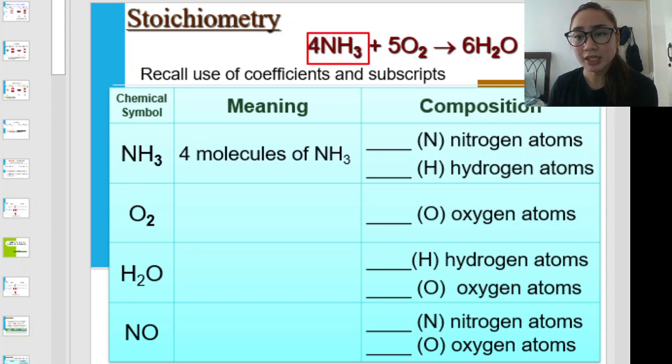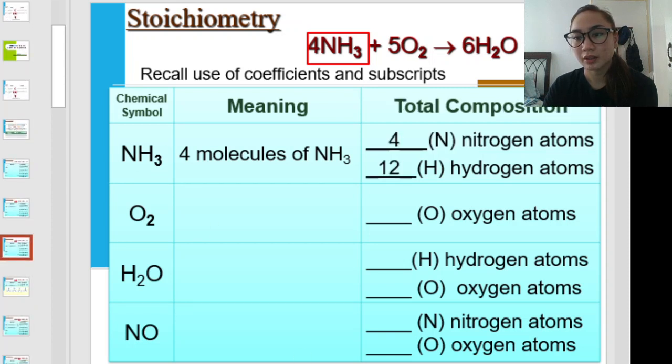Okay, so ang meaning natin dito for the one in the box, isa-isahin natin. We have 4 molecules of NH3. Ibig sabihin po nito ang total composition niya. So here, dito ako tumitingin sa mismong equation, no, para mas madali siyang i-compute. So we have 4 nitrogen atoms and we have a total of 12. So saan nanggaling yung 12? We multiply the coefficient with the subscript. So we have 4 times 3, we have 12 hydrogens.